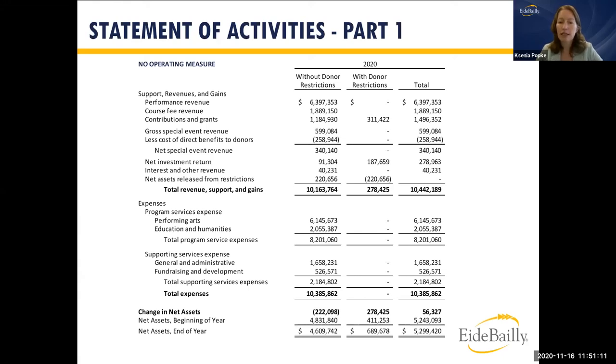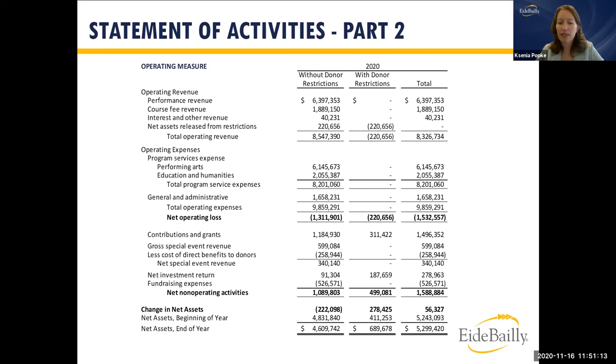On the next slide, it's the identical organization with identical numbers, but regrouped slightly differently. This particular statement shows an operating measure, meaning that your operating revenue and your operating expenses are presented first to come to that middle of the page number, negative $1.5 million loss, that shows your readers that maybe this is a slightly larger loss than in the previous years.